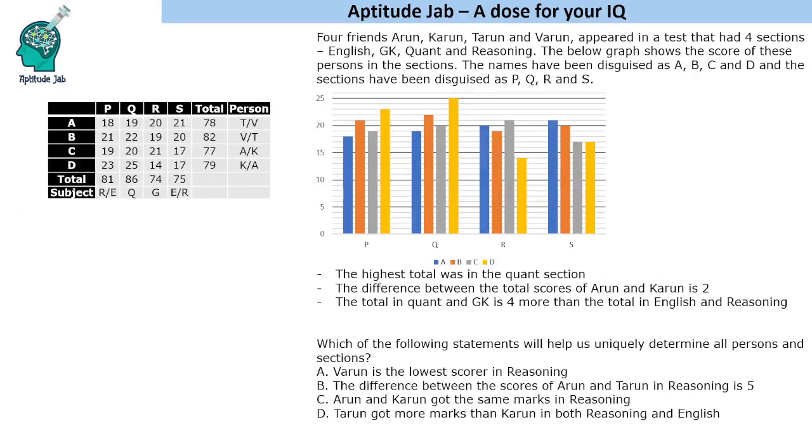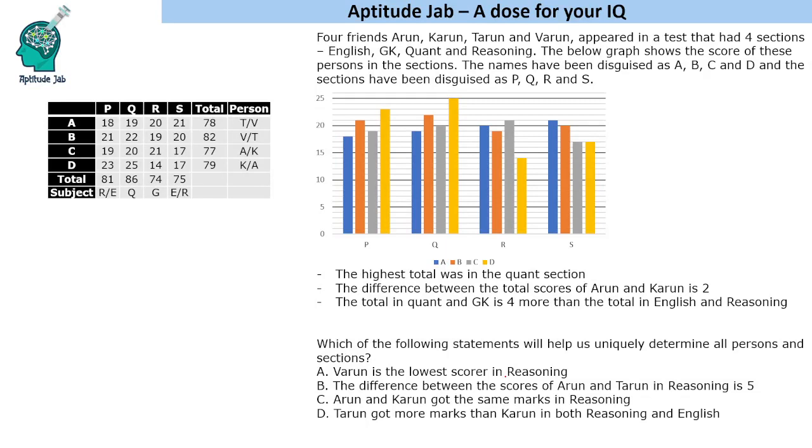Okay, so the table has been created for convenience. Which of the following statements will help us uniquely determine all persons and sections? In such questions, we will have to go option by option. You can either start from the fourth option or from the first option. That's your luck, how you get the answer, right?